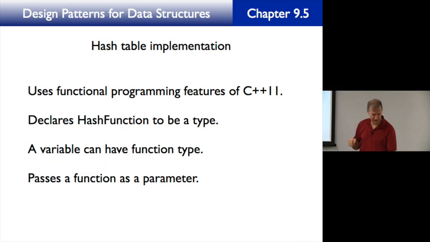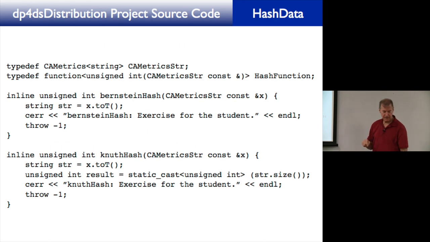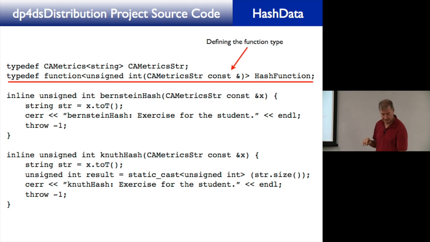Now, as we explained last time, one of the things that we're doing here is using functional programming techniques, and these are new functional programming features in C++11. Okay, and so as we talked about last time, this is the code for the hash functions. What we said is that the second line, where we have typedef, is defining a function type. And how is a function defined? It is defined by its signature. Do you remember what the signature of a function is?